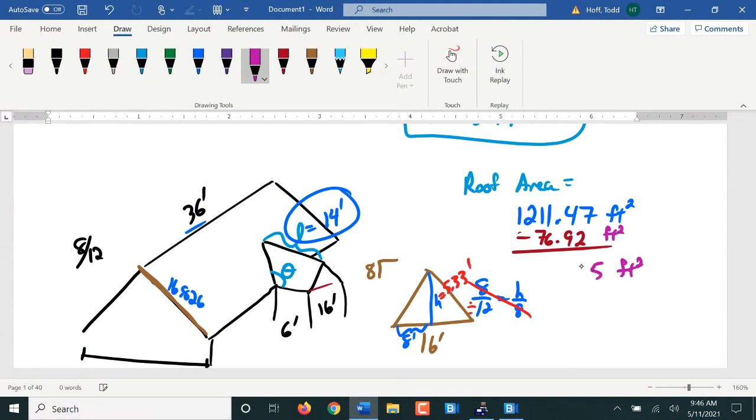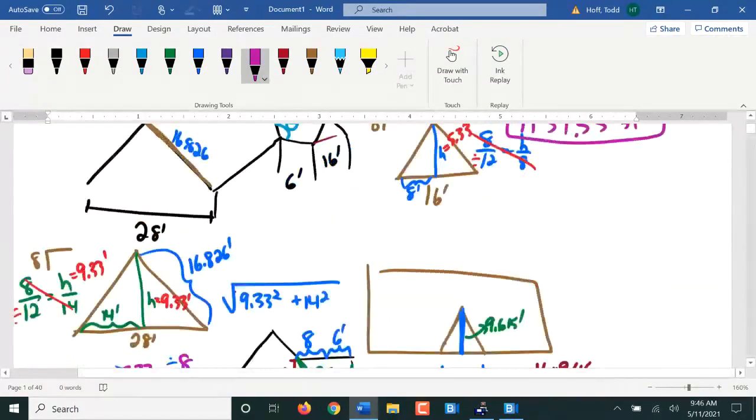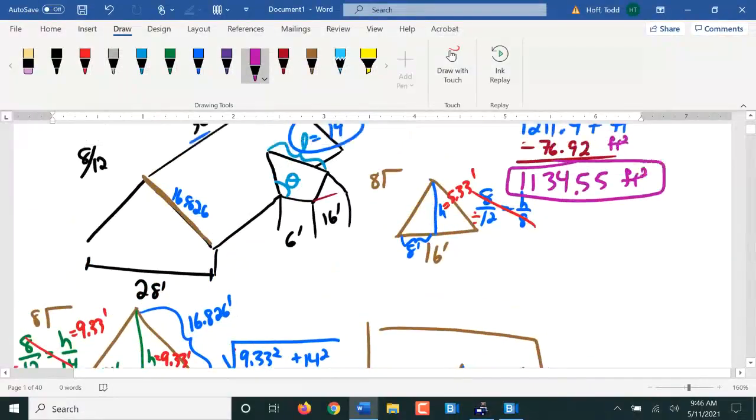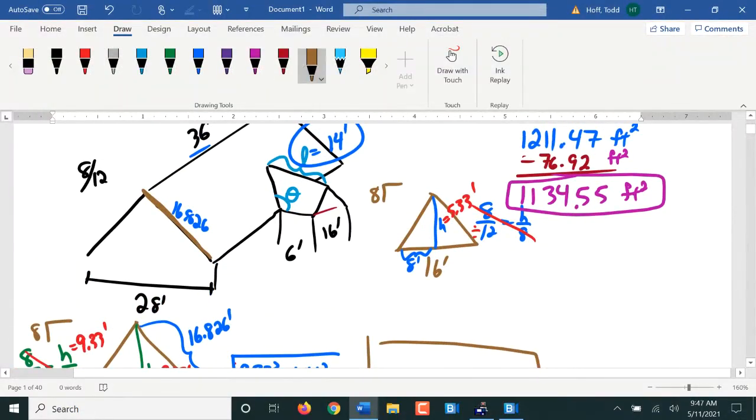I have 1,134.55 square feet so far. Now I need to find the area of that dormer, and in the process, hopefully we'll find theta. Actually, I already have what I need to find the area of the dormer.